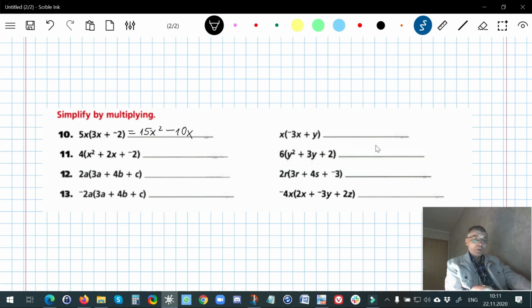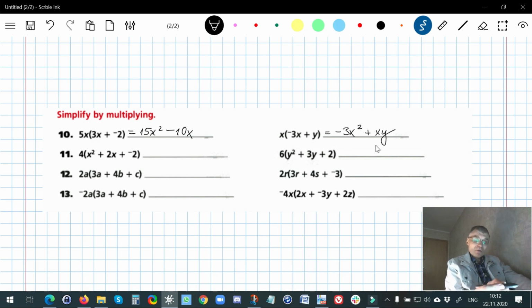Here is another one. The first coefficient is 1. If it's not written here, it's always 1, positive 1. Positive 1 times negative 3 gives me negative 3. And then the latter part, x by x, x squared. And the second one, x multiplied by y, it's xy.